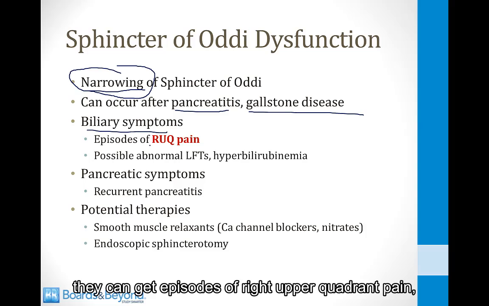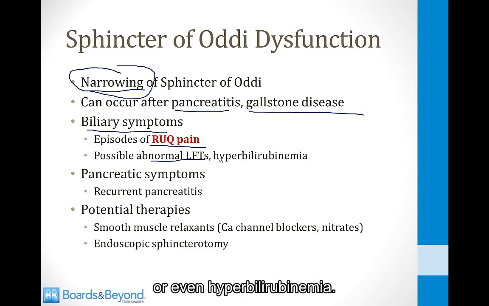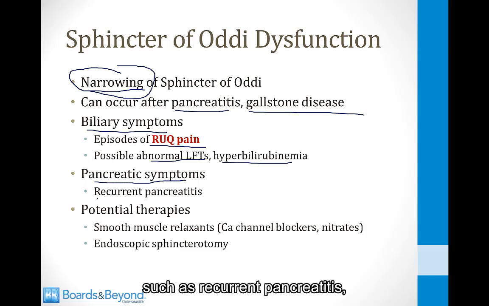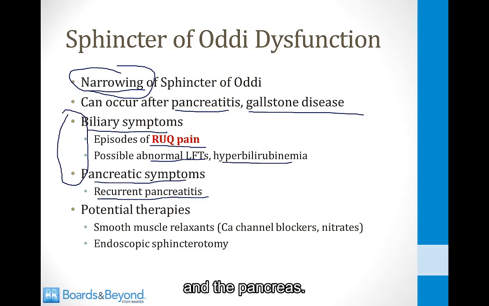They can get episodes of right upper quadrant pain. Sometimes they will have abnormal liver function tests or even hyperbilirubinemia. They also sometimes get pancreatic symptoms such as recurrent pancreatitis, and both of these are the results of poor flow of substances out of the biliary tree and the pancreas.